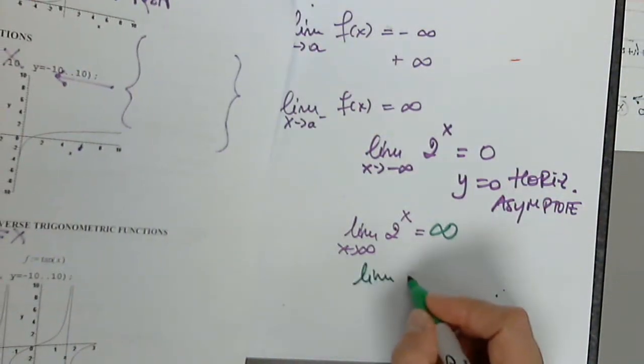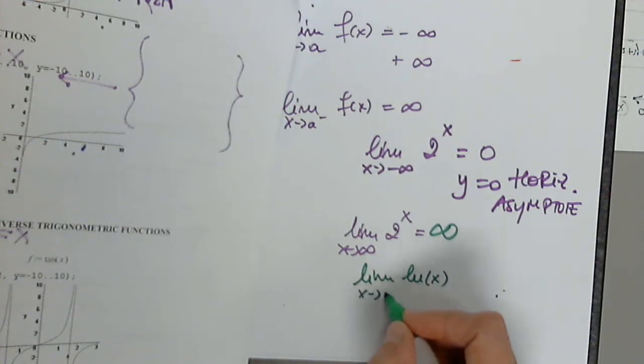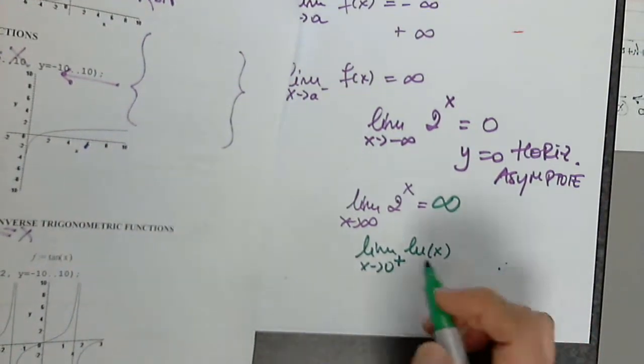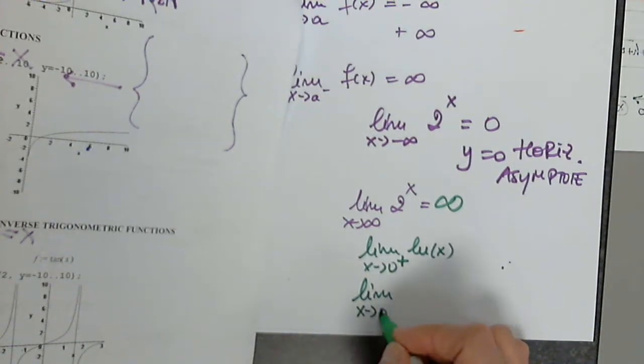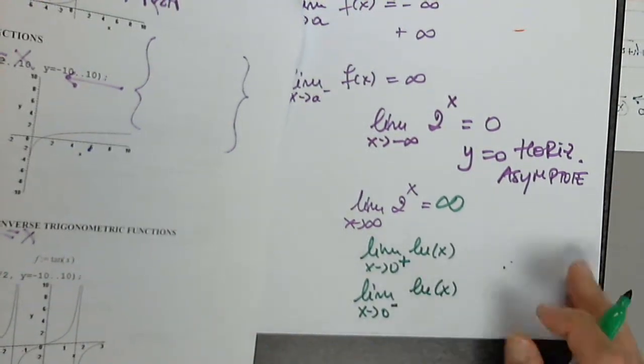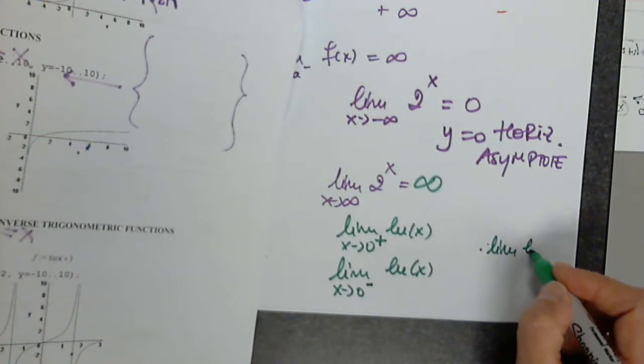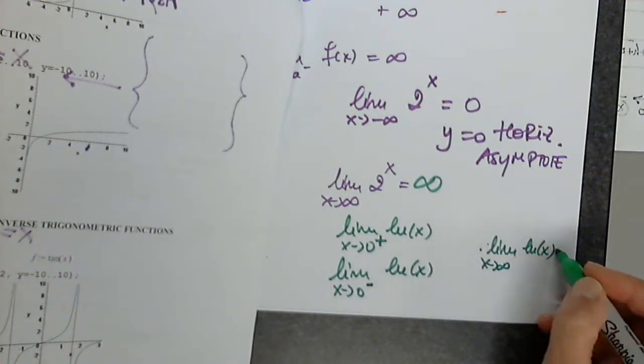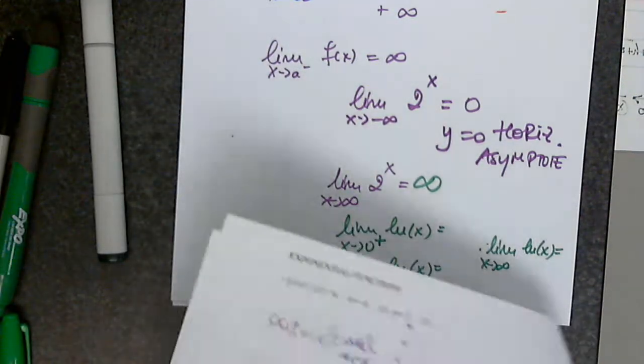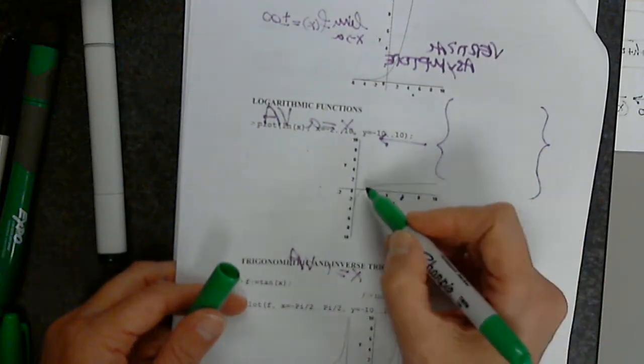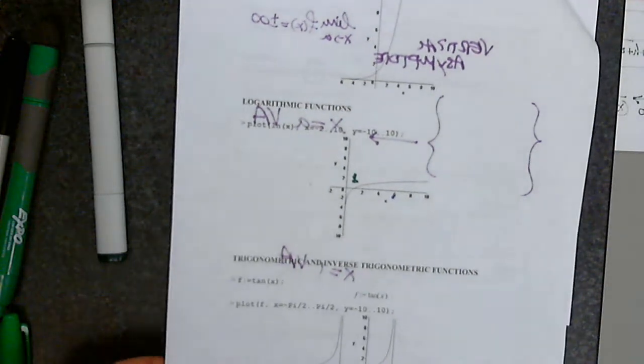Okay, let's look at the natural log. Now we want to look at the graph of natural log x as x approaches 0 from the right. Then I'm going to ask the limit as x approaches 0 from the left. And one more, the limit of natural log x as x approaches infinity. Let's look at the graph of natural log. We have to remember this. The graph is this. It crosses at 1. I would like you to tell me the limit as x approaches 0 from the right. What would you say?